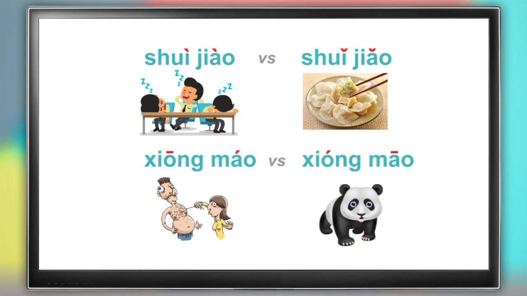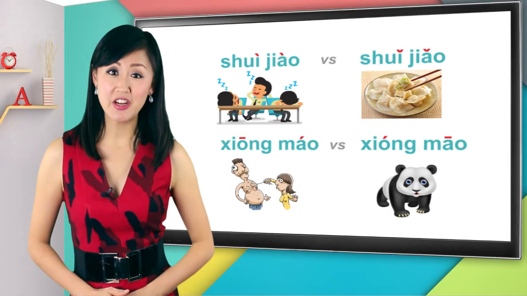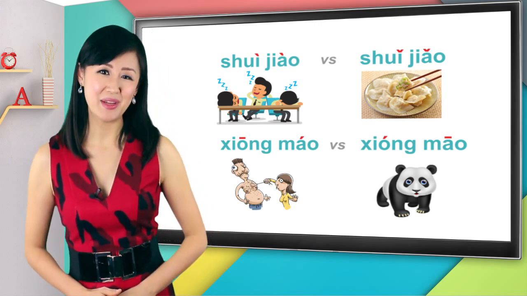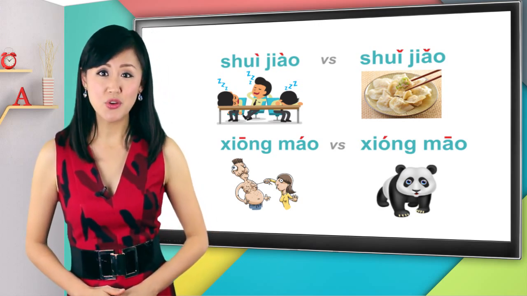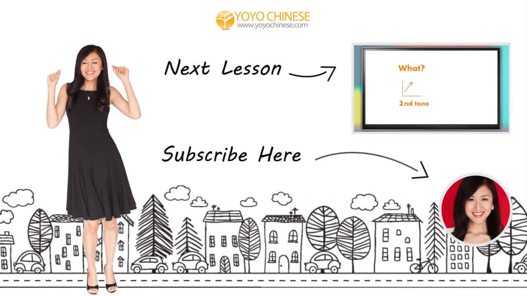Now, if you can't hear the difference yet between 睡觉 and 水饺, and if 胸毛 and 熊猫 sound exactly the same to you, don't worry. I don't expect you to hear the difference yet. We'll go over them all in detail in the coming lessons, and I will also show you some tricks to help you remember them. Alright, that's all for this lesson.